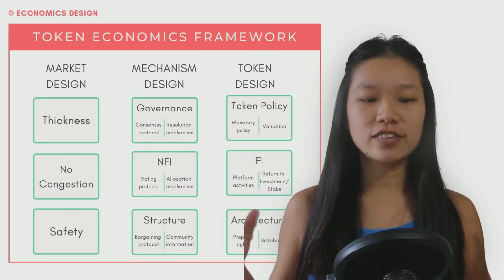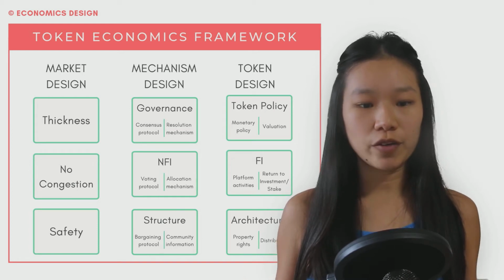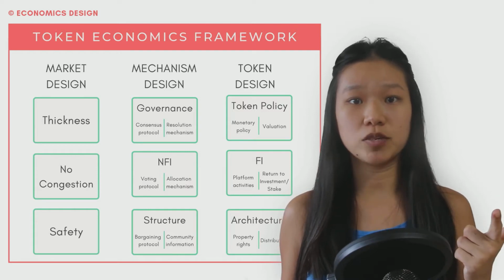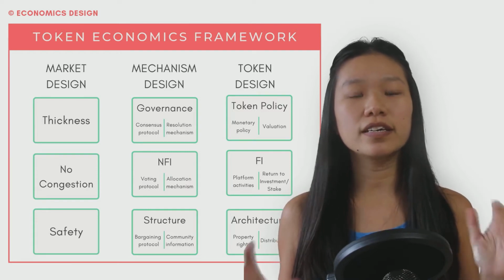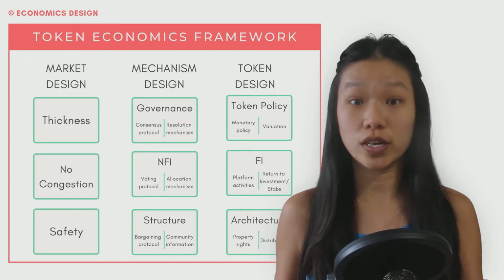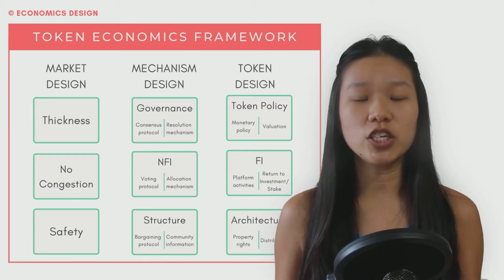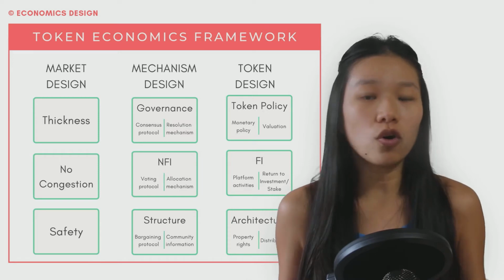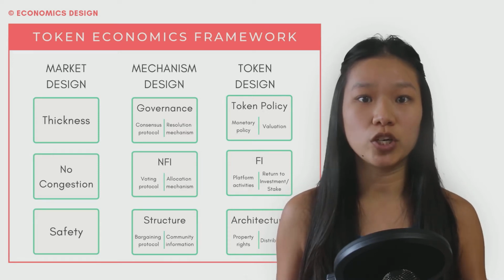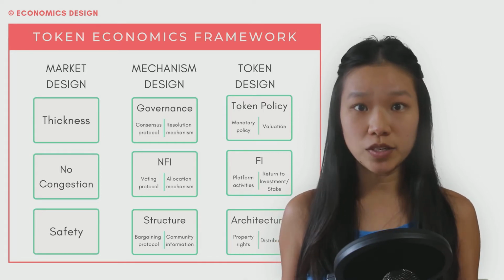Before we get started, it's good to understand where token bonding curves lie in the token economics framework. If we go back to the token economics framework, we see the three different pillars: market design, mechanism design, and token design. Market design is really the design of the environment in which the tokens will interact, the participants will interact with the tokens, or participants interact with each other facilitated by the tokens. Or maybe tokens don't exist. Market design is really just designing the environment in which all the different participants in your ecosystem interact with each other.